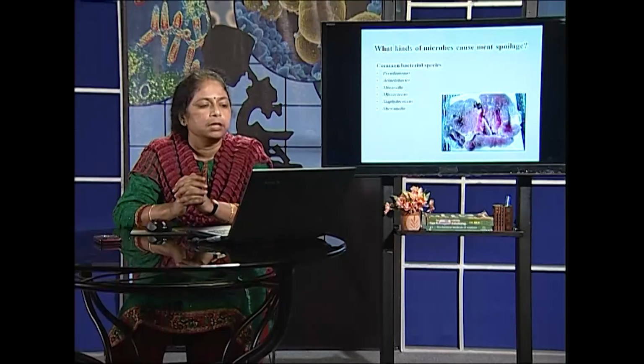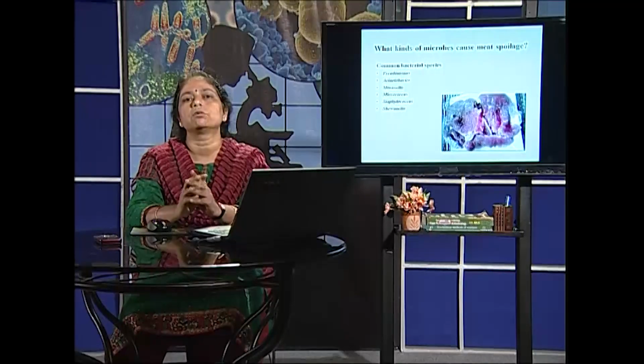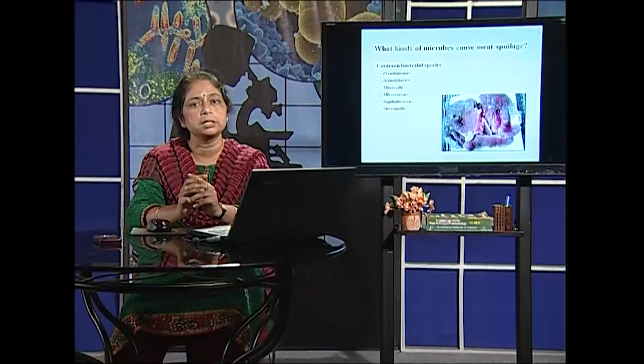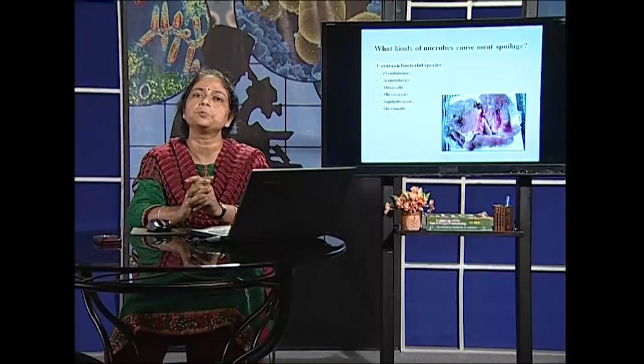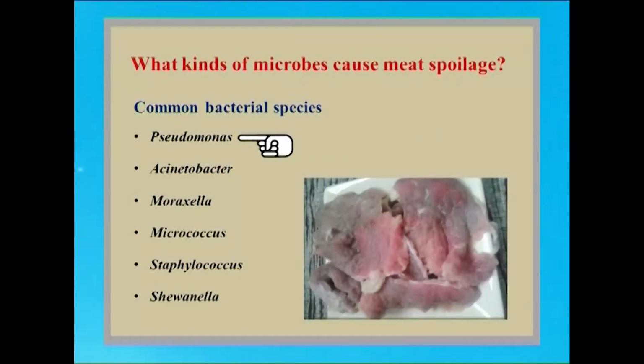If we go on to the spoilage of the meat, we find that numerous microorganisms are responsible for it. They may be bacteria, fungus, or yeast. Coming to the bacterial cells, the different species of bacteria that may spoil the meat can be species of Pseudomonas, Acinetobacter, Moraxella, Micrococcus, Staphylococcus or Shewanella, which give a bad odor and a bad color to the meat. In addition to bacteria, we have many species of fungus which affect the meat and therefore cause the spoilage of the meat.